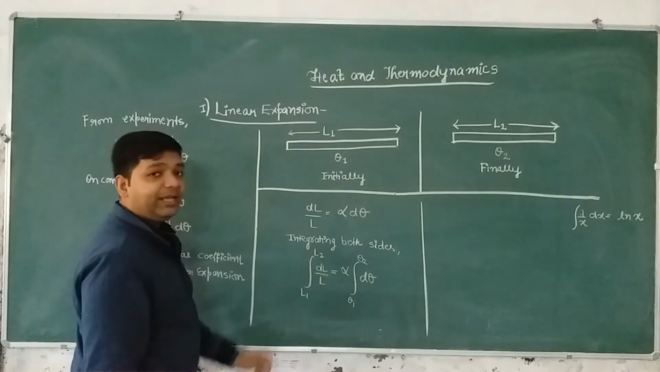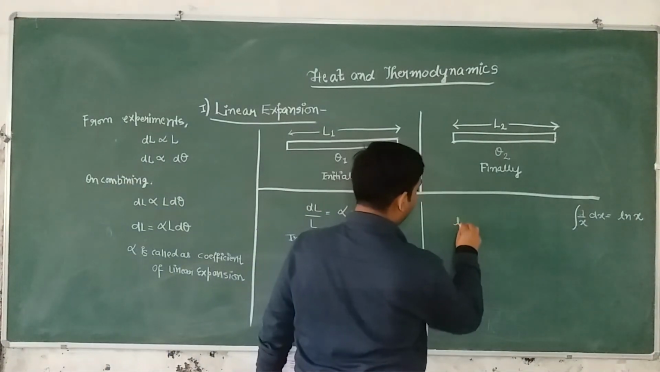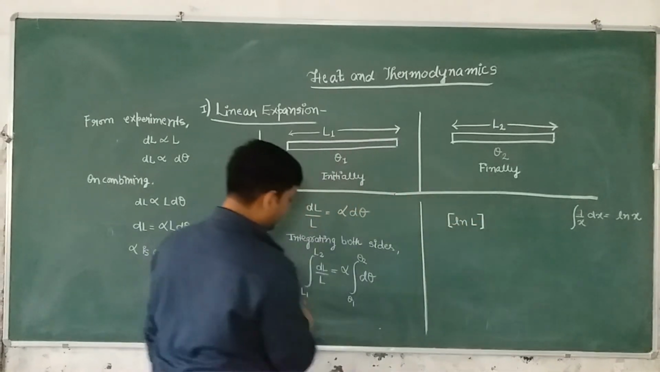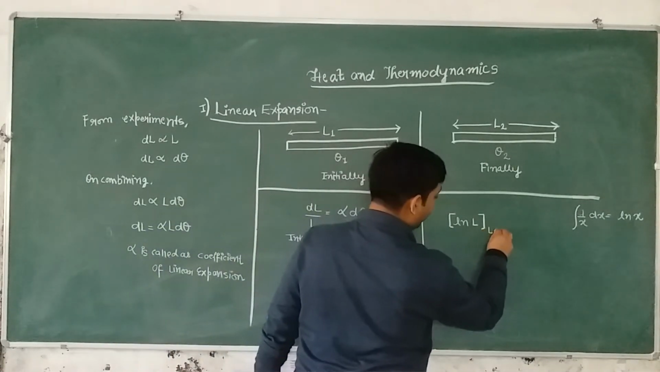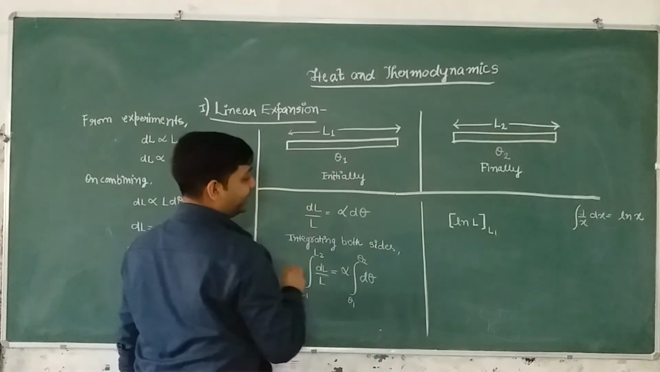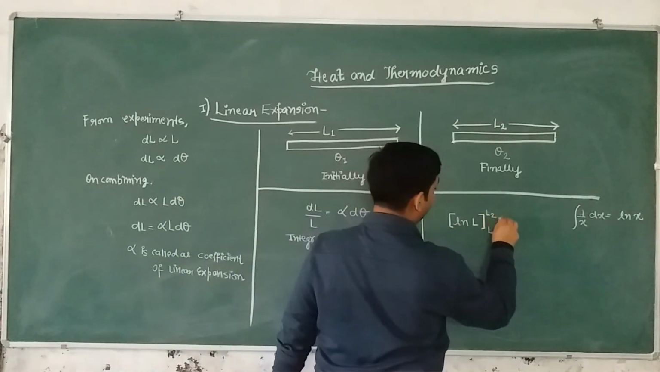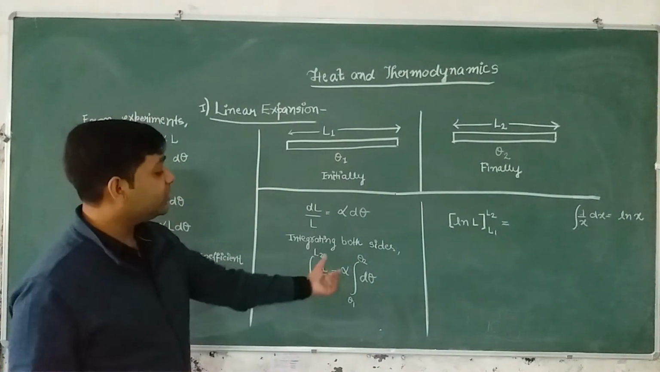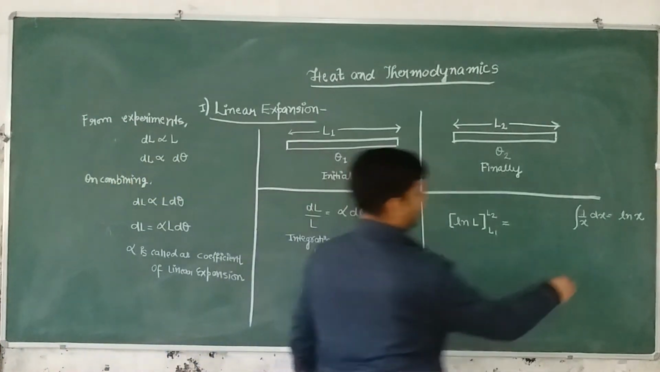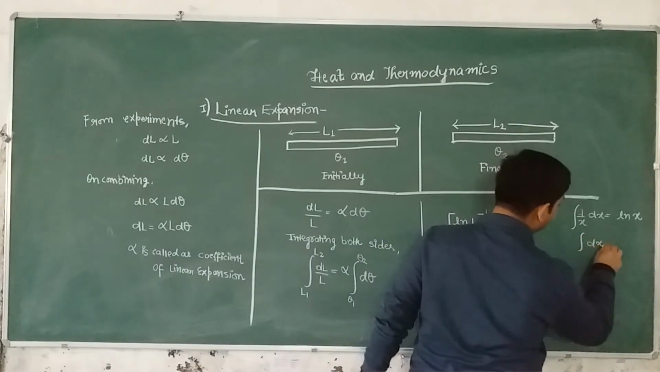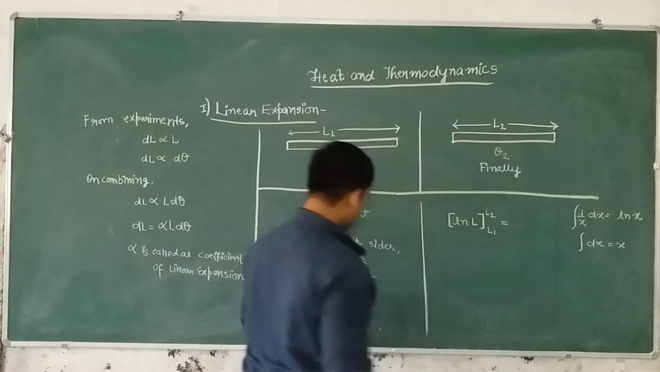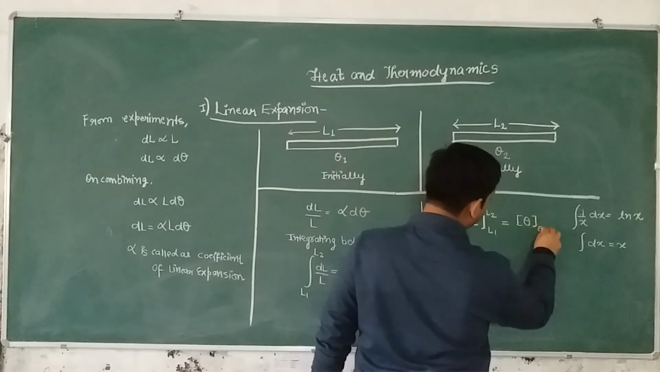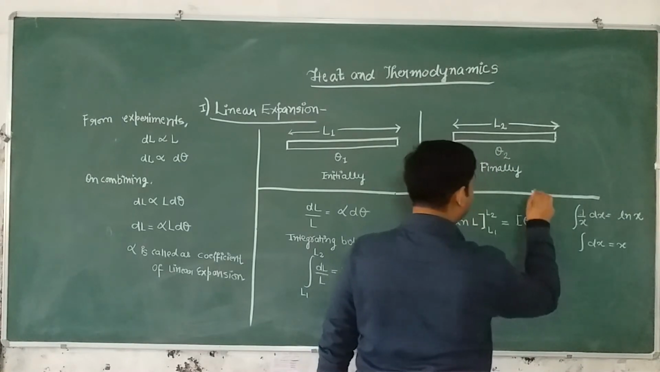So integration of dl upon L will be ln of L, and then we will put the limits. The lower limit is L1 and the higher limit is L2. And what is this integration of d theta? It is of the form integration of dx, and integration of dx is x. So integration of d theta will be theta, and the lower limit is theta 1, the upper limit is theta 2.